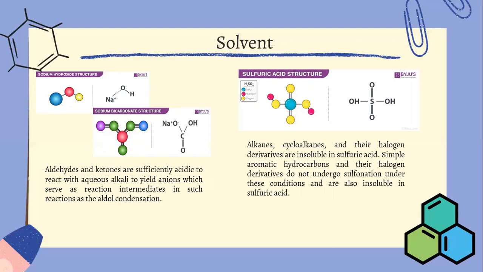The last solvent that will be used in the experiment is sulfuric acid. Compounds such as alkanes, cycloalkanes, and their halogen derivatives are insoluble in sulfuric acid. Simple aromatic hydrocarbons and their halogen derivatives do not undergo sulfonation under these conditions and are insoluble in sulfuric acid.